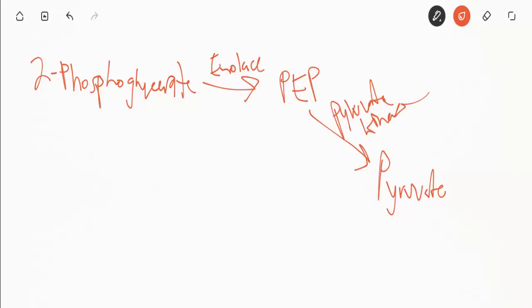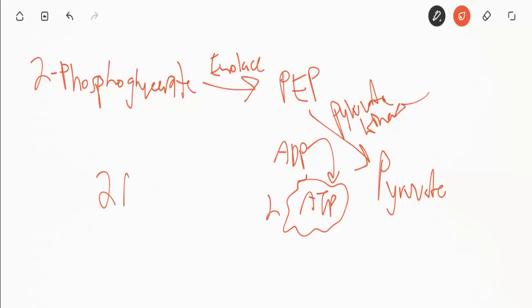And again, this one is going to be ADP to ATP. So this is another ATP producing reaction. So in short, that's pretty much all you need to know. The key takeaway is that we have 2 NADH, we have 2 ATP, and 2 pyruvate that are produced.